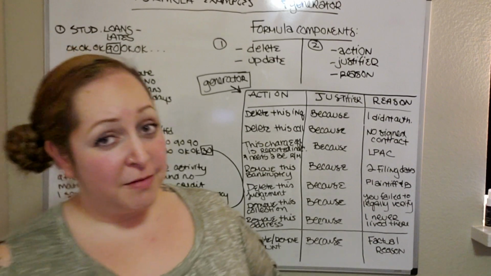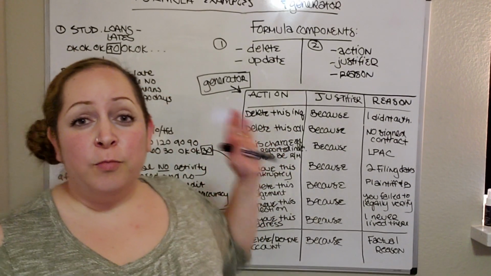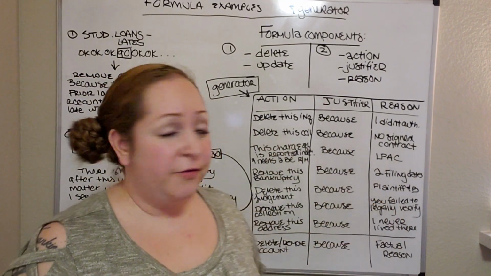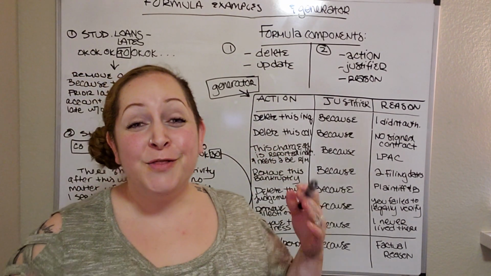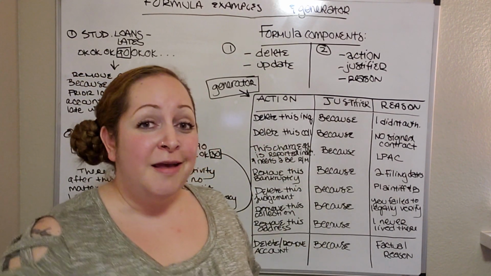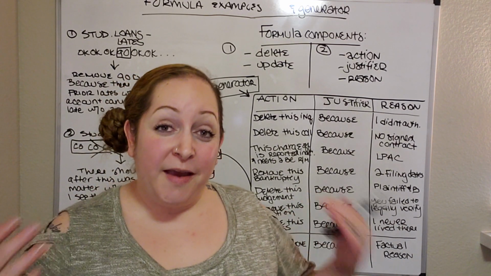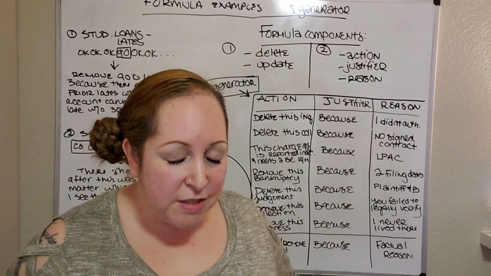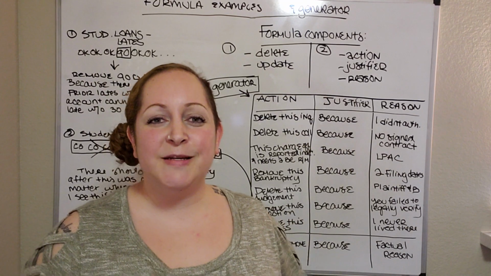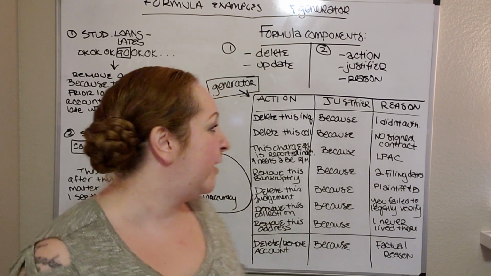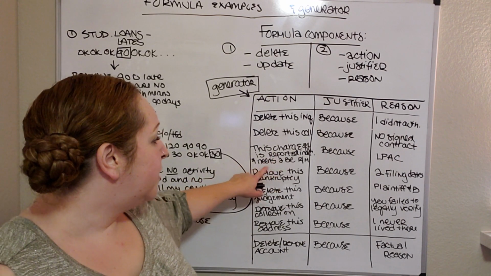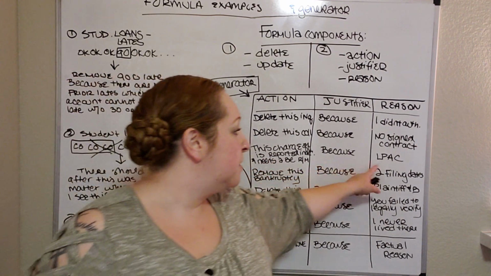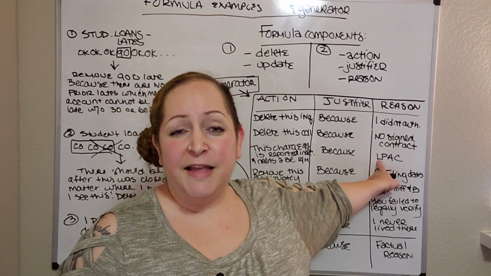Okay, my apologies. All right, so remove the inquiry because I didn't authorize it. The next one is delete this collection because there's no signed contract. Now, you would be beefing out these dispute reasons, but once again, these are examples for you to understand the formula, okay? Next one, this charge off is reported inaccurately and needs to be removed because LPAC, late payments after charge off.